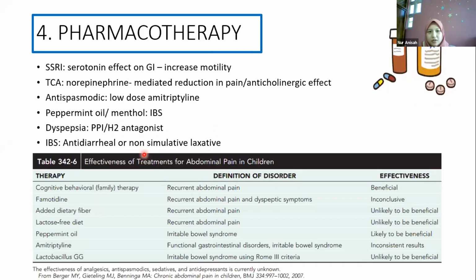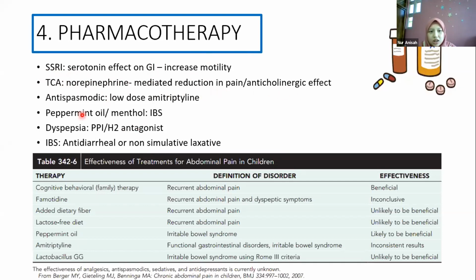And the last part in management is pharmacotherapy. So as I mentioned before, it is related to psychology. So we can give SSRI, selective serotonin reuptake inhibitor, because somehow the serotonin has an effect on the GI, which increases motility. Or we can suggest TCA, tricyclic antidepressant, which has norepinephrine-mediated reduction in pain or anticholinergic effect.